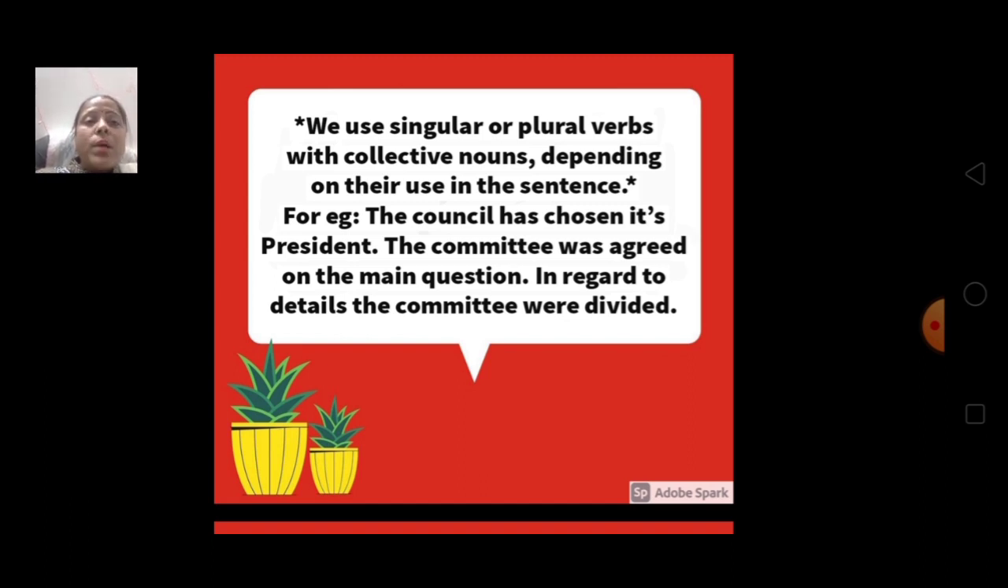The committee was agreed on the main question. Here also committee means a group of some members. So we are talking about the group. So we have used a singular verb. In regard to details, the committee were divided. Now here we are using the word divided. It means all the members do not agree on the same thing. They are divided in their views. So that's why we are using a plural verb as per the different members of the committee.